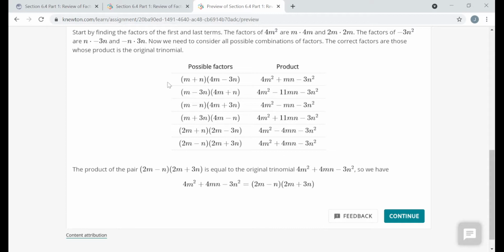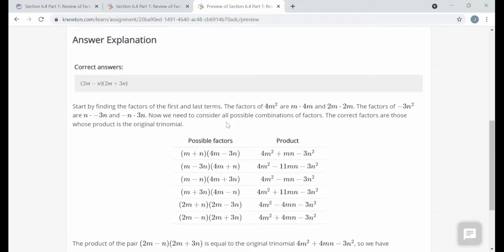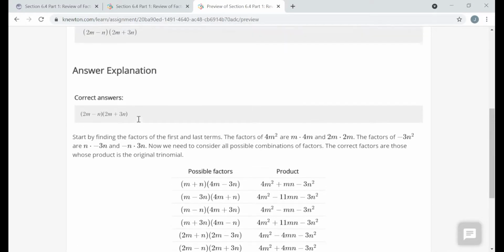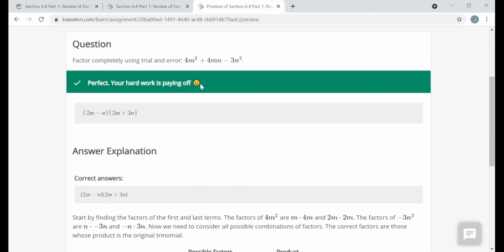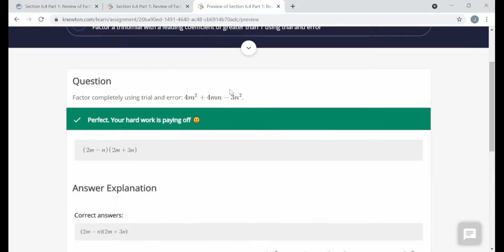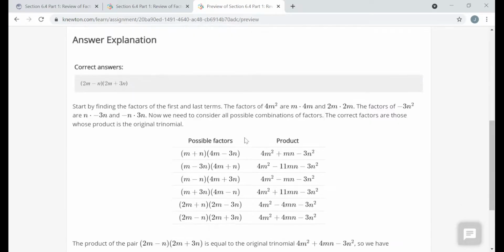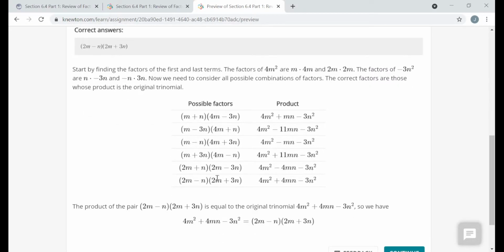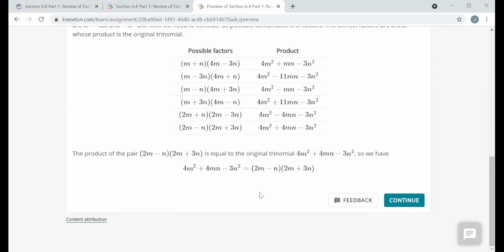If you like just plugging in a bunch of factors, the first terms of each of these should multiply to be 4m squared, right? And the second terms of both of these factors should multiply to be negative 3n squared. And then you're just trying to pick the numbers that are correct so that when you do the outer and inner products, they add up to 4mn. Right? That's what you're guessing here and checking, trial and error. But like I said, I'm going to just keep using the AC method.